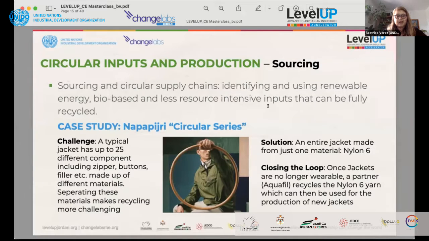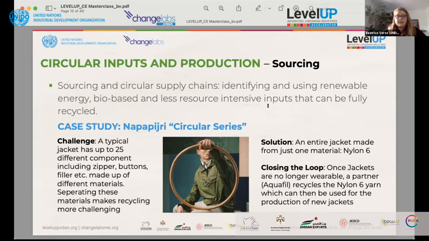So just to bring in our first case study, if you look at the circular series from Napapijri, which is an athletic garment company, the challenge they were trying to address, and it's one that a lot of companies in the apparel industry face, is that when you're creating a product, there are many subcomponents to that product. And traditionally, they're made from many different kinds of materials. For example, a jacket can have up to 25 different components, from the zippers to the buttons to the fillers to the stitches. Traditionally, they use different materials, which makes recycling very difficult. That's not to say that there aren't actors who do that recycling, but it makes it less likely that that infrastructure exists uniformly where that product is being disposed of when it's no longer in use.